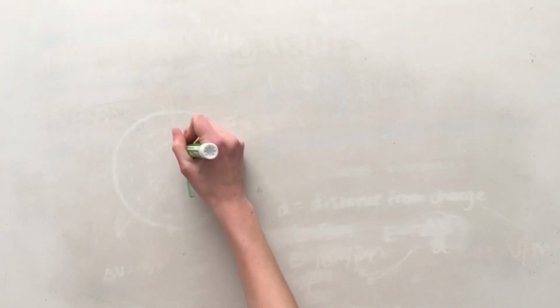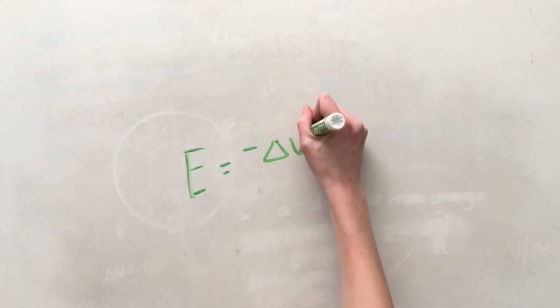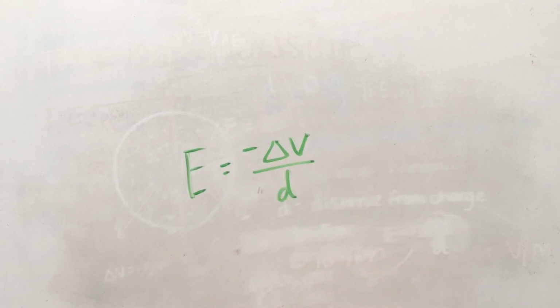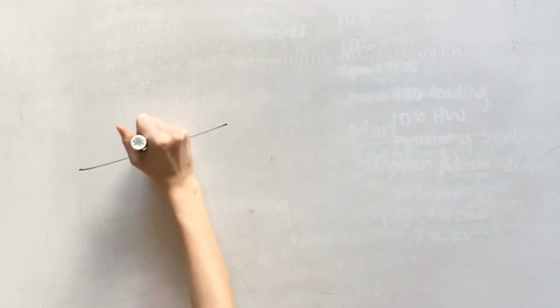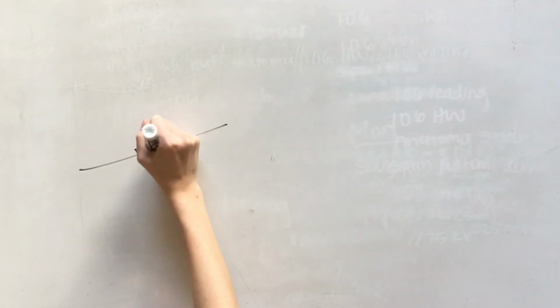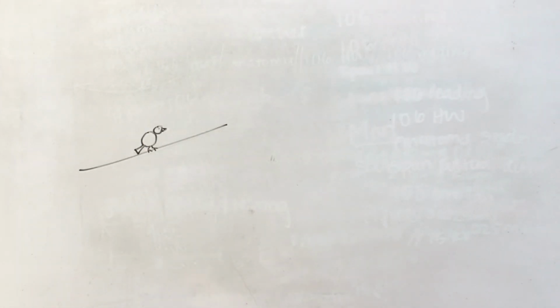In summation, the relationship between electric field and electric potential can be defined by the equation E equals negative delta V over D. It is important to remember that an electric field will not exist unless there is an electric potential difference. Here is an example of how electric fields and electric potential are used in everyday life. Consider a small bird sitting on an open electric wire. The bird doesn't die because the electric wire is at the same potential, meaning that there is no difference in potential energy along the wire.